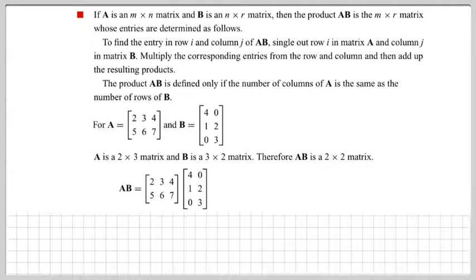Yes, A is a 2 by 3 matrix, B is a 3 by 2 matrix, therefore A by B, now this is also interesting, is a 2 by 2. I'm going to explain that in a minute. The outside numbers of the two respective dimensions of A and B give you the dimension of the product. I'll explain that in a minute too.